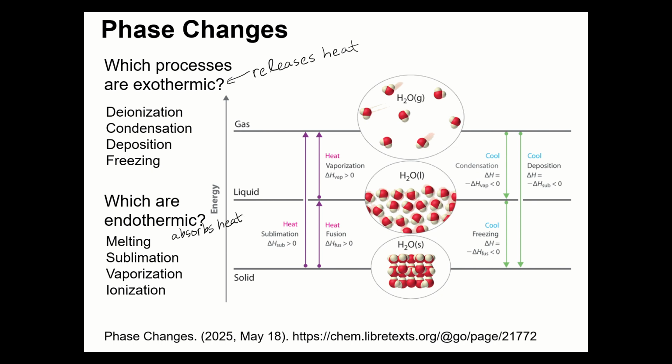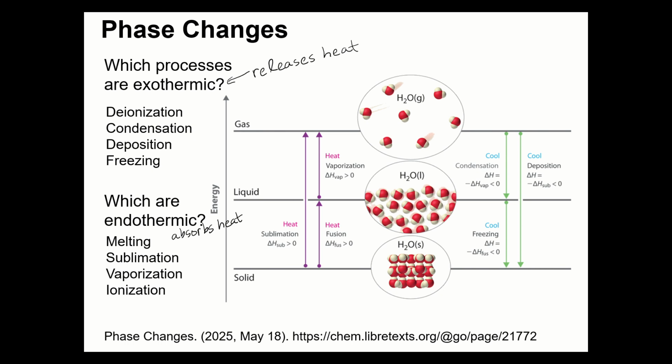Right, so things like melting, going from a solid to a liquid, that's going to require heat. A good way to think of this is if you have to put it on the stove and turn the stove on for something to happen. So if you want to melt butter or if you want to boil water, all of those are going to be endothermic processes and absorb heat.